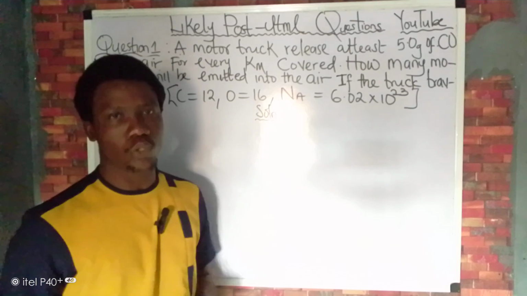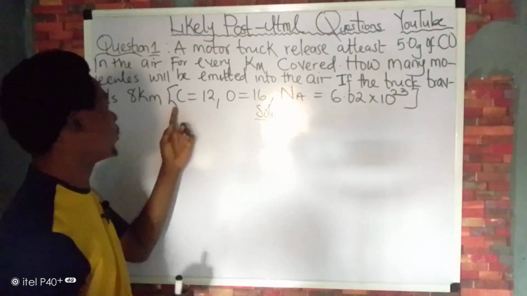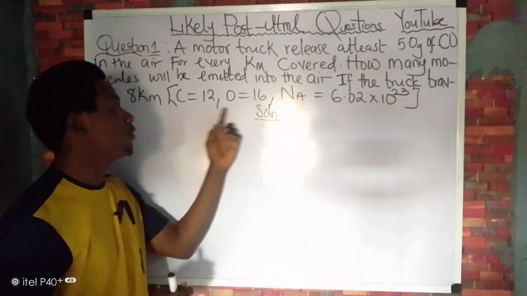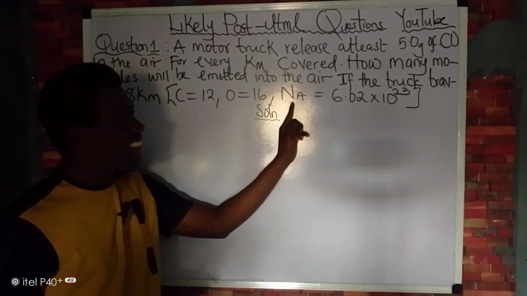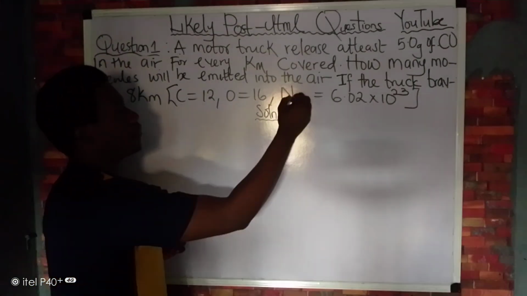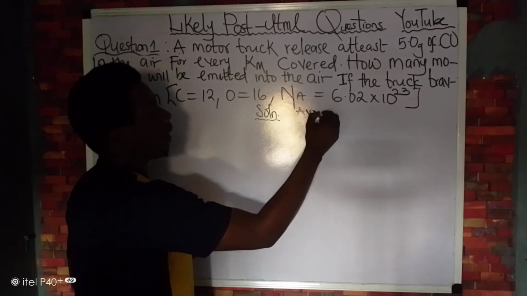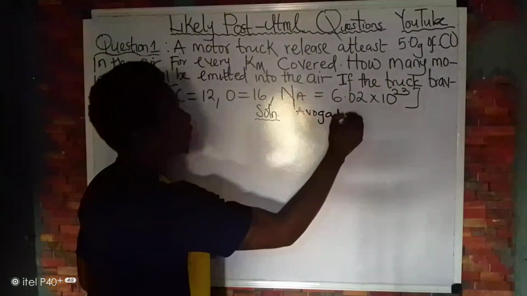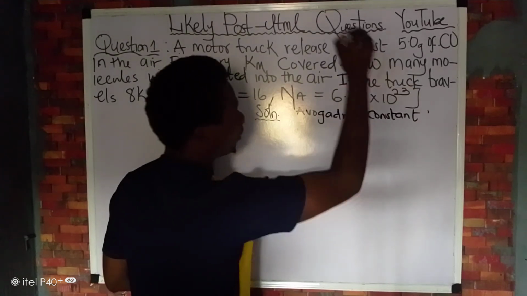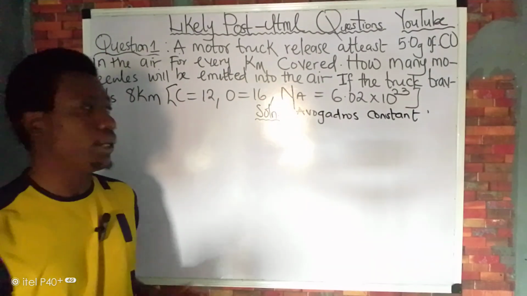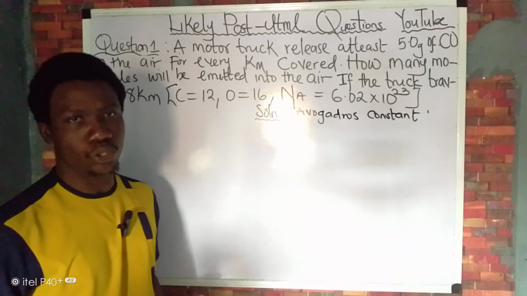How will you solve this question? Very easy. They gave us the atomic mass of what? Carbon, and the atomic mass of what? Oxygen. So also, this symbol signifies your Avogadro's constant. So they gave us everything we need to solve this problem. If it comes out in your post-UTME, this is how you are going to solve it.